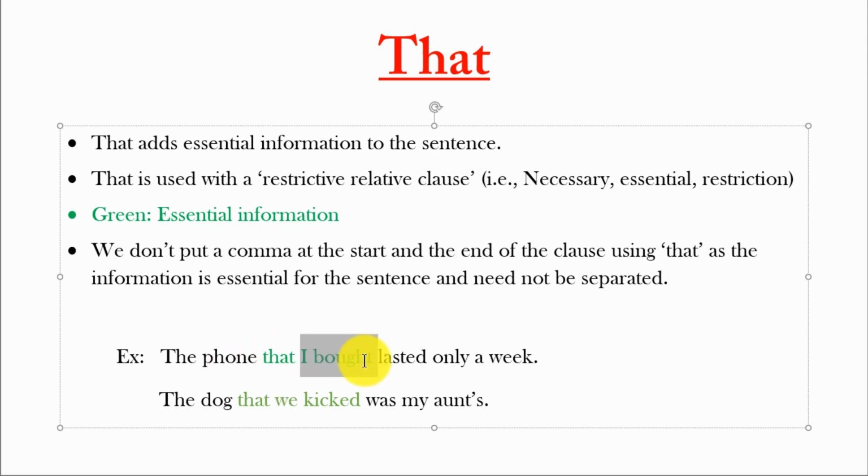Now, why did I use that here and not which? Because I bought the phone. Now this information is very important. The phone belongs to me. I'm the one who bought it. And that is why I have used that.